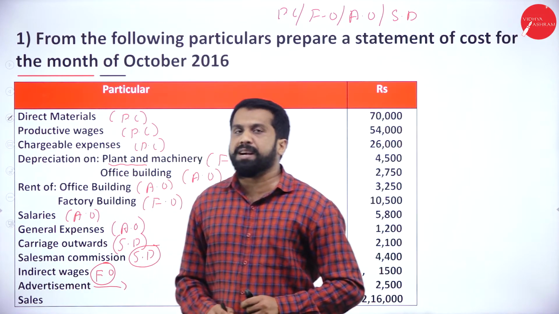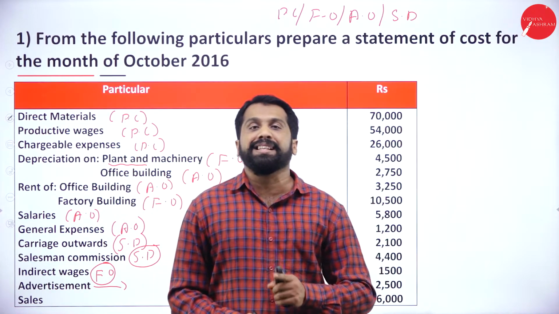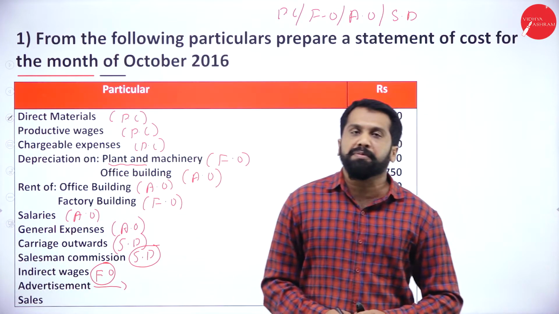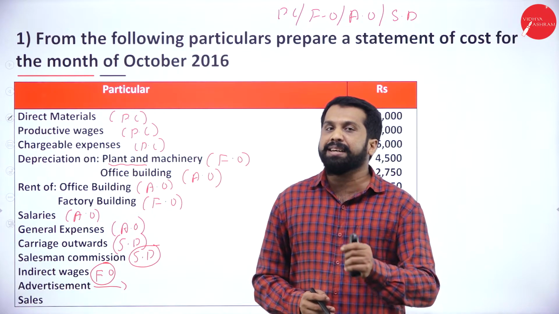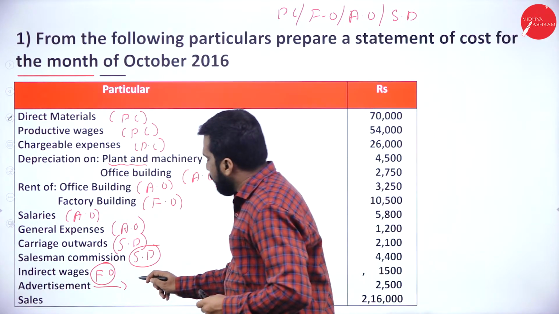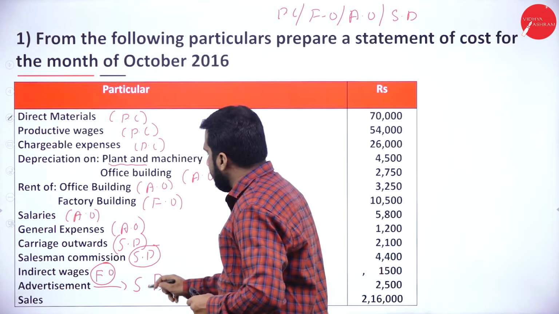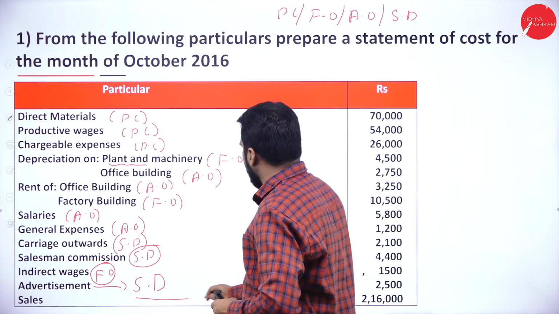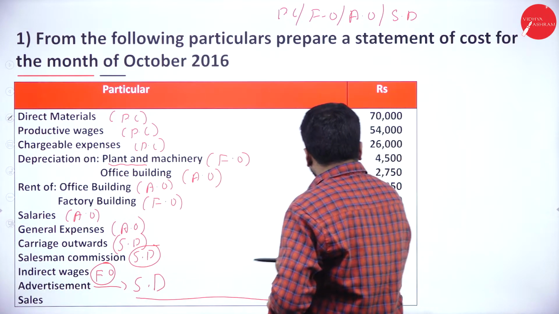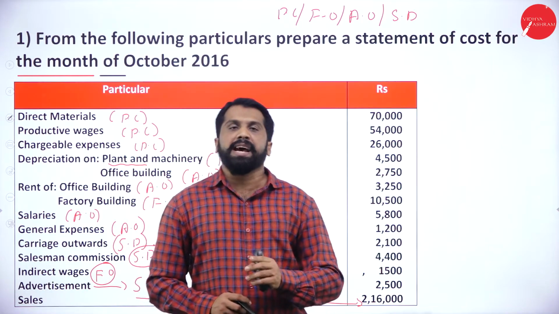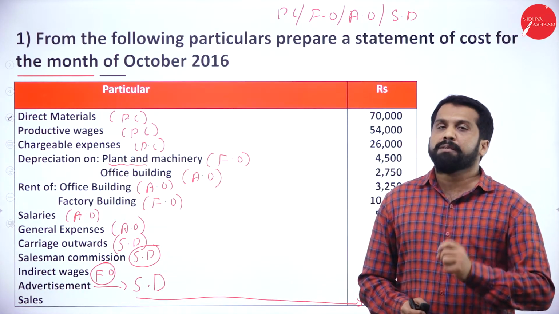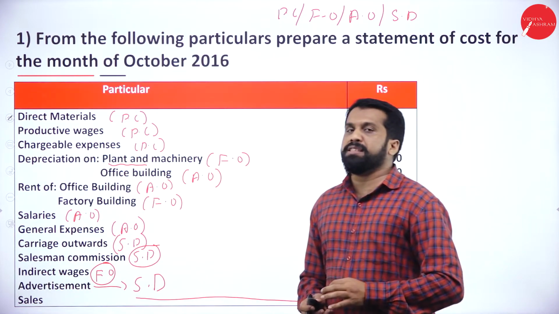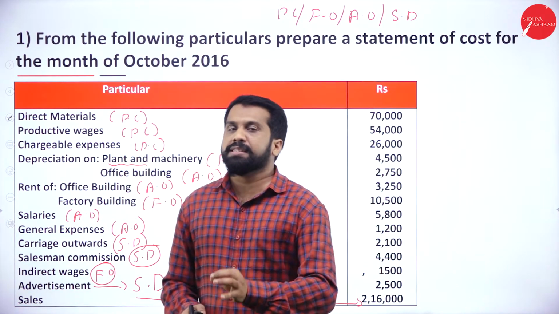Where does advertisement start? When you start selling the goods, then advertisement will start. So we will write it in selling and distribution. And the last one is sales. Sales they have given directly. If sales is given, then we should find out profit. If profit is given, then we should find out sales.